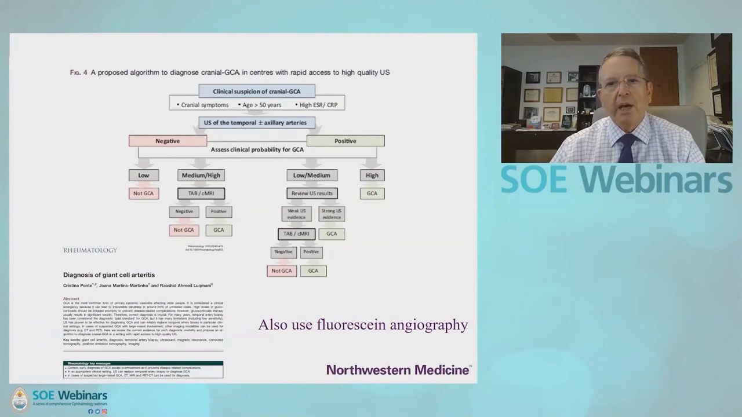If it's positive and high, I'm done, because that patient, if I'm pretty sure they have it and I get the ultrasound, then I will treat this patient without a biopsy. And then if it's lower medium, again, potentially using fluorescein angiogram or the other diagnostic tests to help you make a decision.